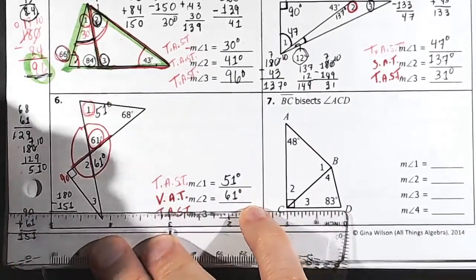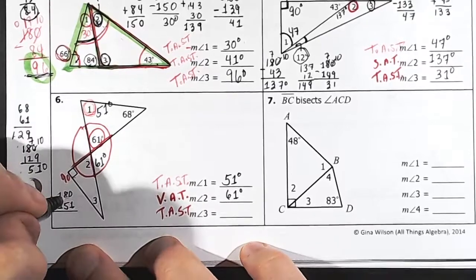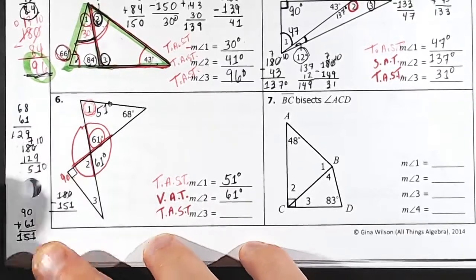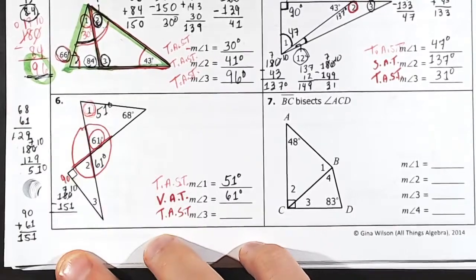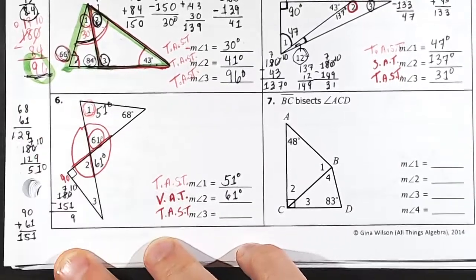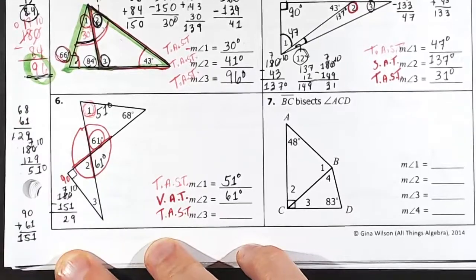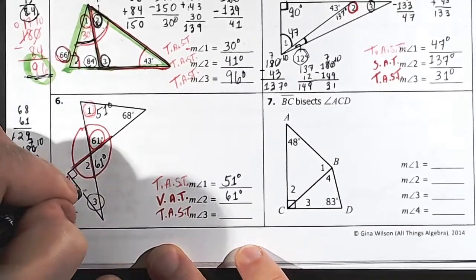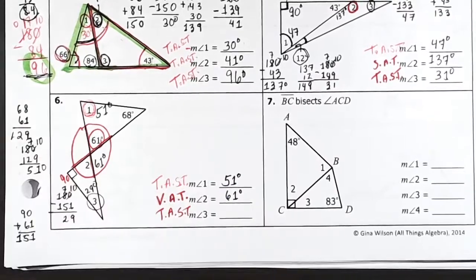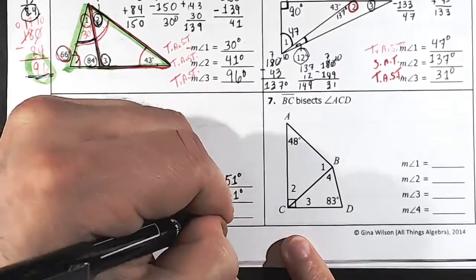Okay, so I can't take 1 from 0, I have to borrow. Turn that 8 into a 7, and the 0 into a 10. 10 minus 1 is 9. 7 minus 5 is 2. 1 minus 1 is 0, so I claim that angle 3 is 29 degrees. Was I correct? Yes, I was. 29 degrees.